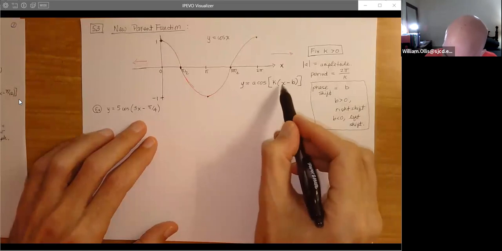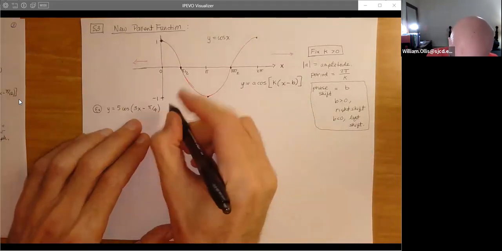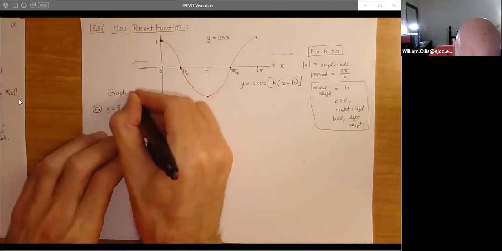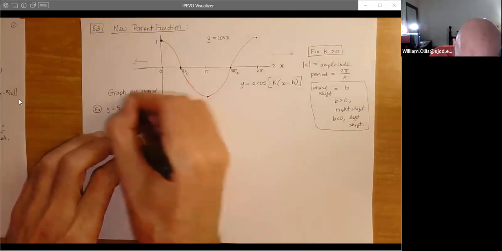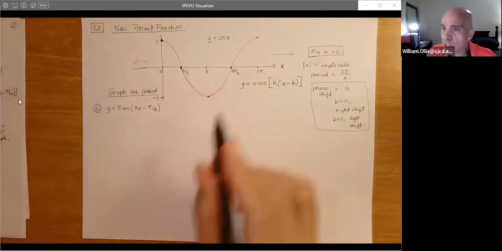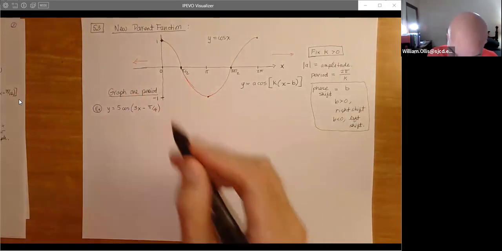So now we want to make this look like this. We need to factor the 3 so we can figure out what the K is. Here we just want to graph 1 period. It'll often just say graph. All you need to do is 1 period, because after that you can extend it infinitely, but we can't do that. So we just do 1 period.